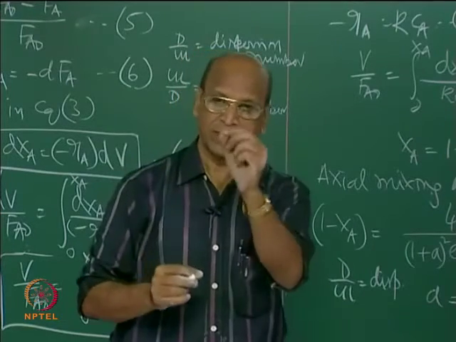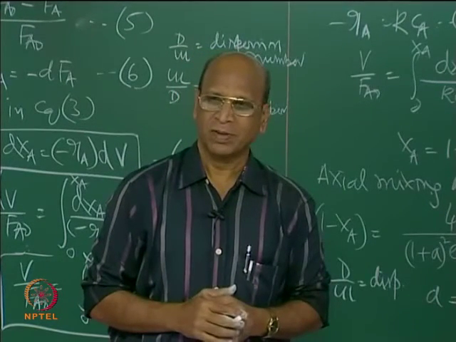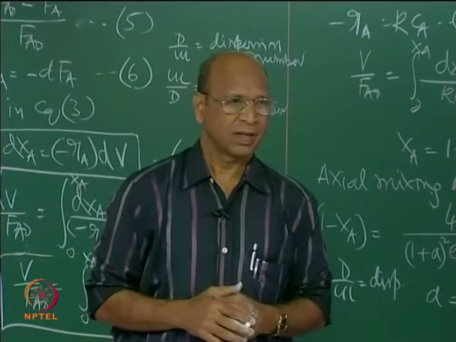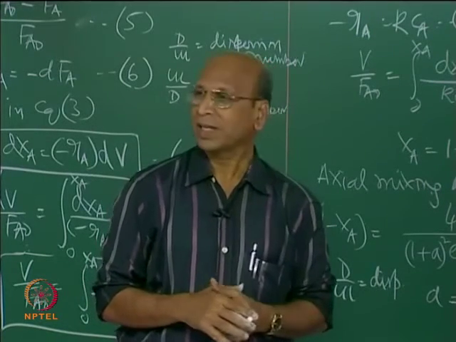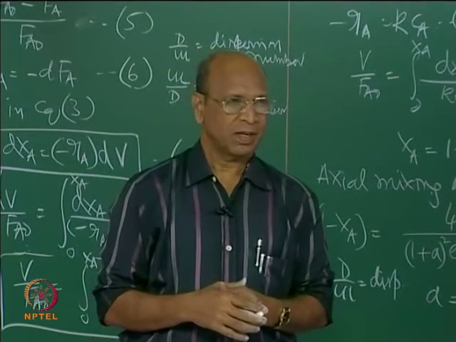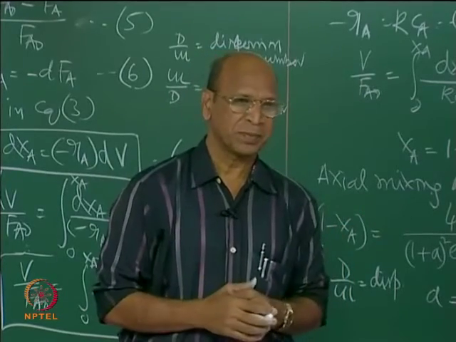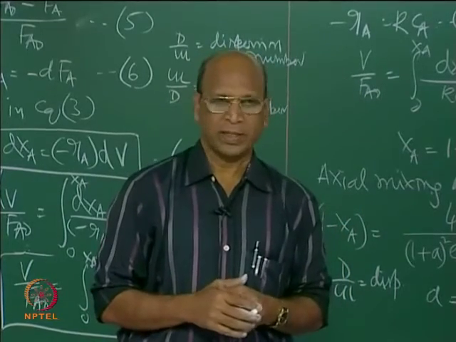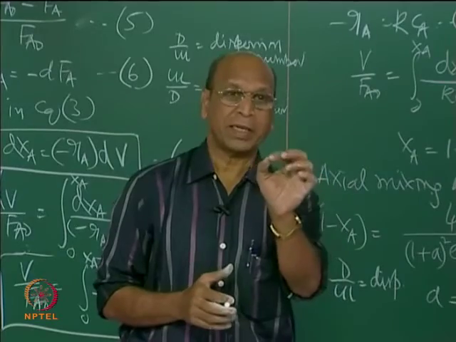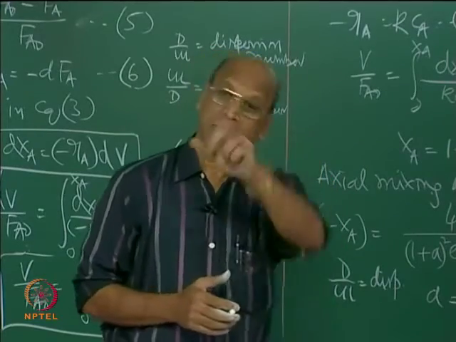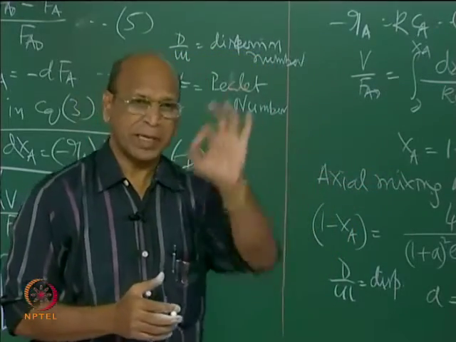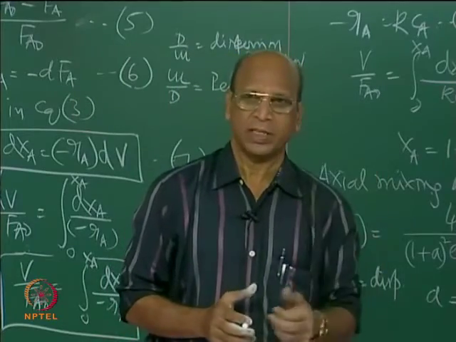But here the Reynolds number is defined how? With the diameter of the particle. How is the Reynolds number normally defined? d v rho by mu. Here the d is the diameter of the particle, whereas there the d is the diameter of the pipe. So that's how it is defined.